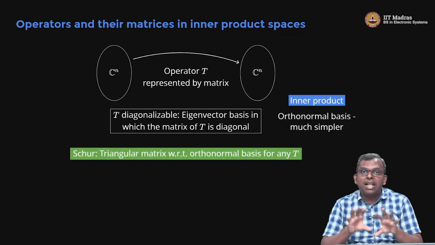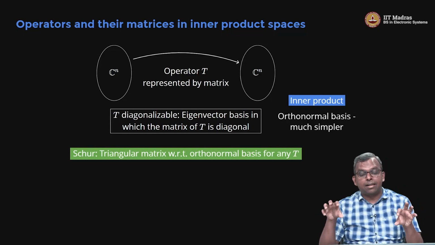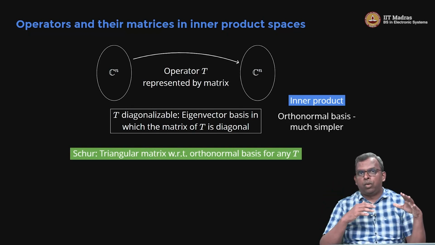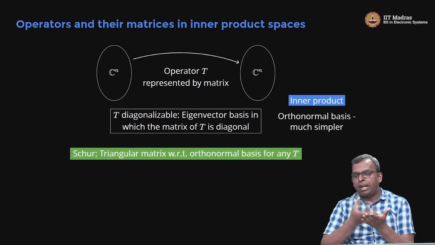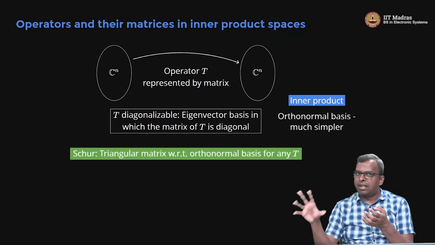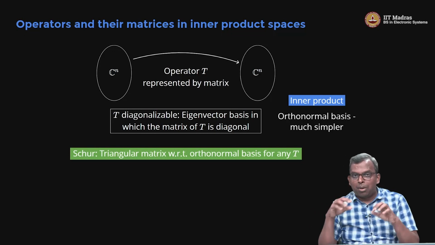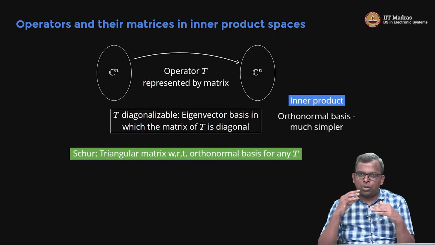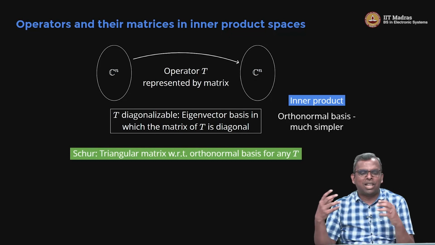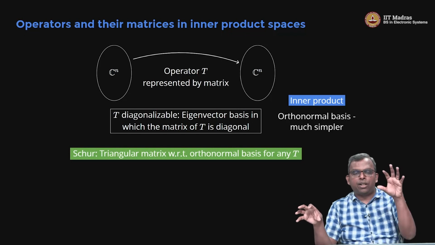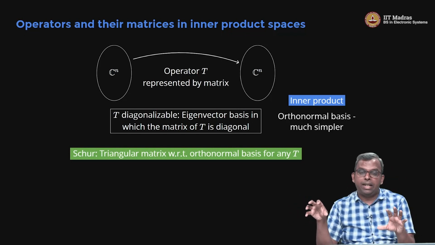And we've already seen this very interesting result. This is called Schur's theorem, which says for any operator T, there is an orthonormal basis with respect to which the matrix of T is triangular. We already saw that for any operator T, there is some basis for which the matrix is triangular, and if T is diagonalizable, then you even get diagonal. We saw all that before. But Schur's theorem, which is a very nice theorem using Gram-Schmidt orthonormalization, says that for any operator T, there is an orthonormal basis for which the matrix of T is upper triangular. So that's a good result to have.